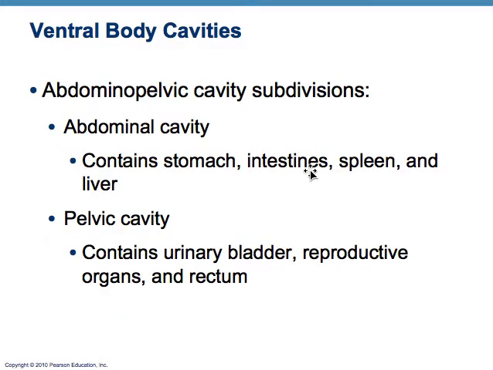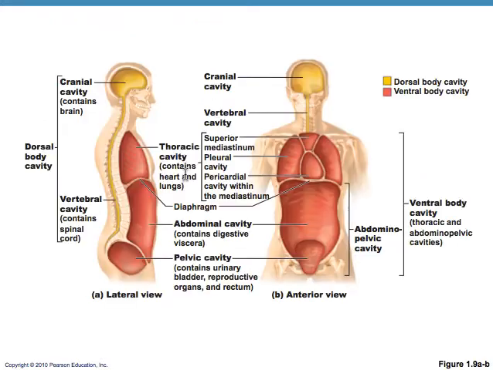Our abdominopelvic cavity includes our abdominal cavity and our pelvic cavity. Our abdominal cavity contains our stomach, intestines, spleen, and liver, whereas our pelvic cavity contains our urinary bladder, reproductive organs, and our rectum. And again, if we go back to that picture, we can see that our pelvic cavity is different than our abdominal cavity, mainly by which organs it contains.